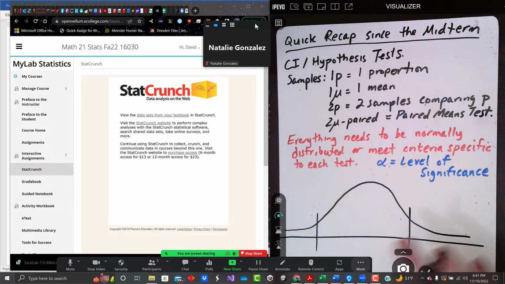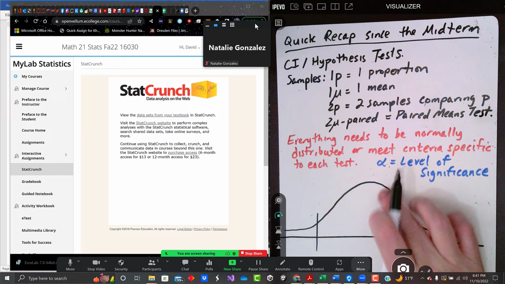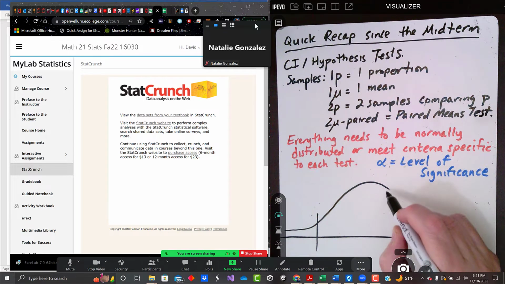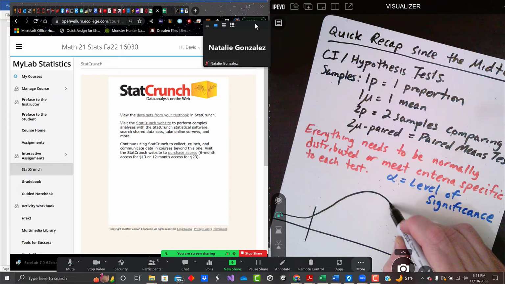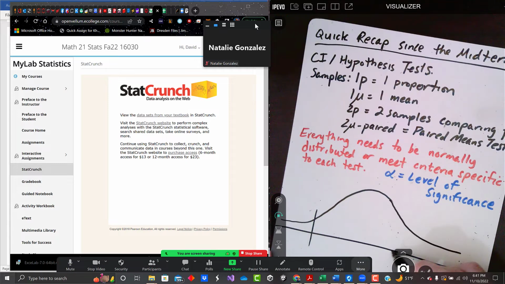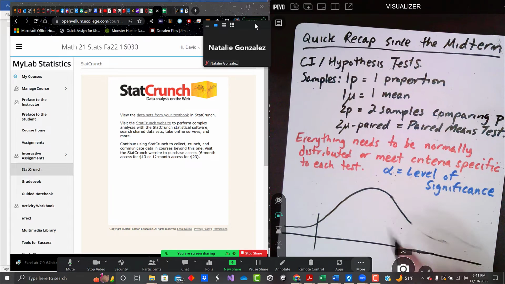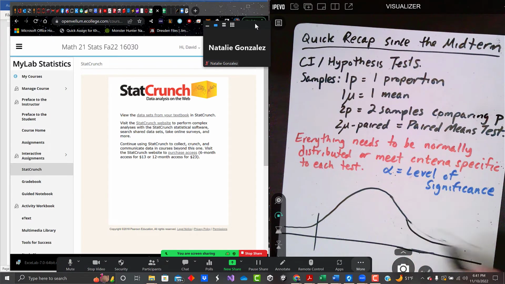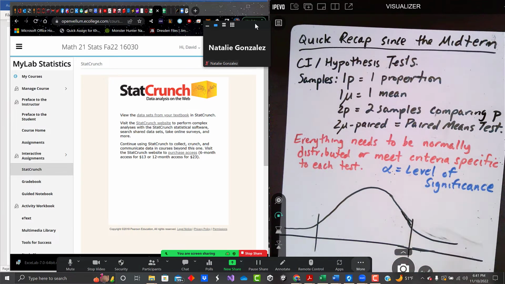Oh, that's not centered very well. Let's try this again. Let's see. I didn't go low enough. There we go. We'll put it there.